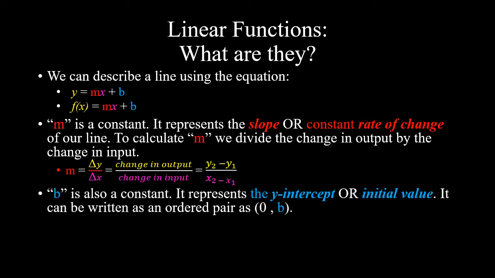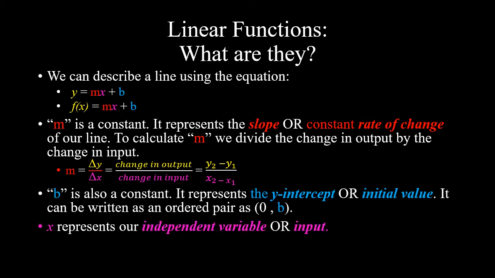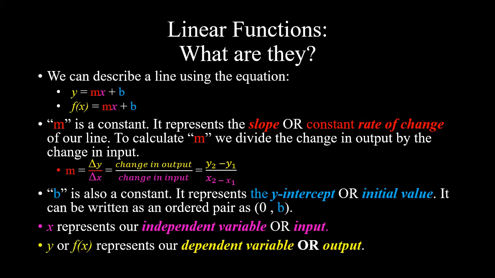b is also a constant. It represents the y-intercept or initial value. It can be written as an ordered pair as (0, b). x represents our independent variable or input, of course, and y or f(x) represents our dependent variable or output. So really, you guys, the important features of a linear function are the slope, the rate of change, and the y-intercept, the initial value.